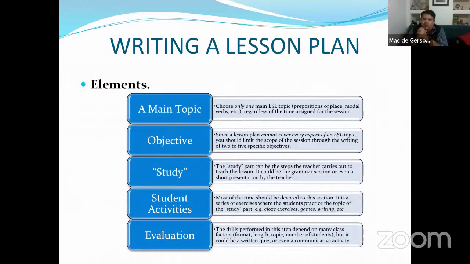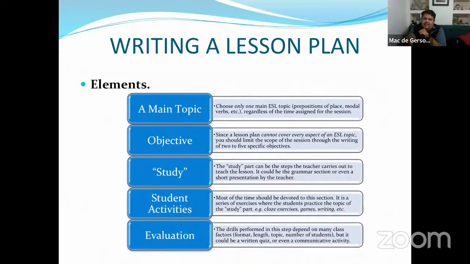Okay. Number 2, objective. Andrea. Since a lesson plan cannot cover every aspect of an ESL topic, you should limit the scope of the session through the writing of 2 to 5 specific objectives. Good. So they're different, the topic and the objective. I give an example. Main topic, present continuous, affirmative. Objective number 1, the students master the, ¿cómo se llama? He, she, or it, rule.